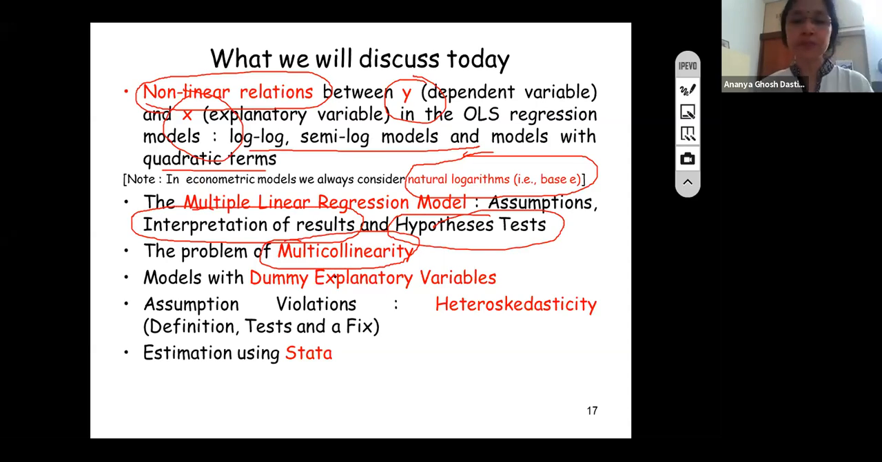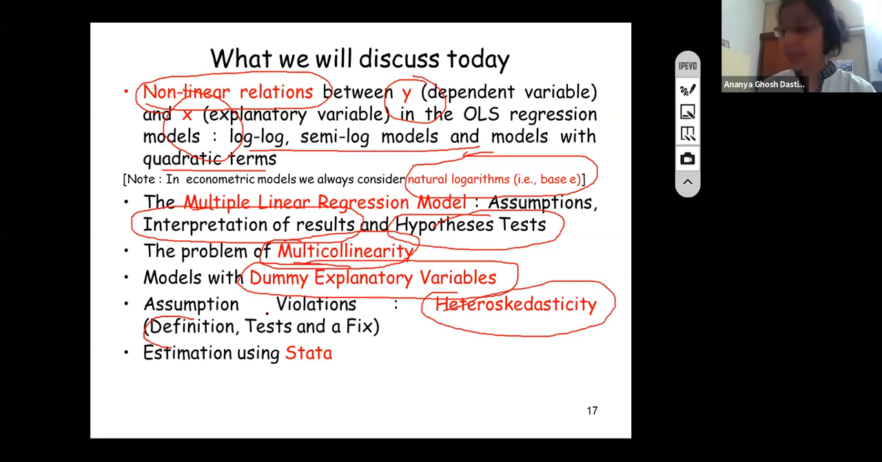In the afternoon, in the second session rather, I'm going to take up models with dummy explanatory variables and discuss the problem of heteroscedasticity, what the problem is all about, that is the definition, how do you actually test for heteroscedasticity, and I will discuss a very simple and easy to implement fix for heteroscedasticity.